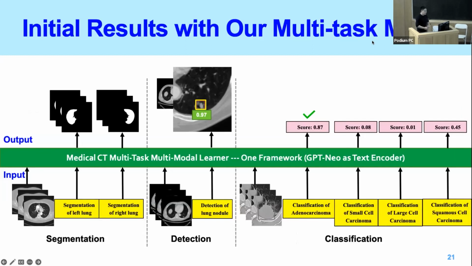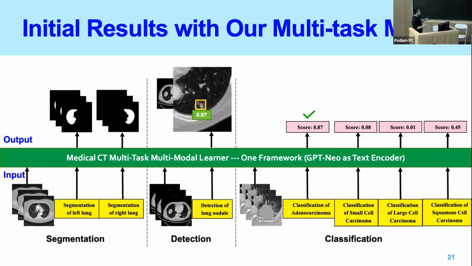So here are the results. Using only a single model, we input the 3D CT images, and then we input a text prompt, like segmentation of left lung. The model will output the left lung mask. When we input segmentation of right lung, the model will output a right lung mask. And we can also input detection of lung nodule. The model will output the bounding box with the scores. We can also calculate the nodule size using this bounding box.